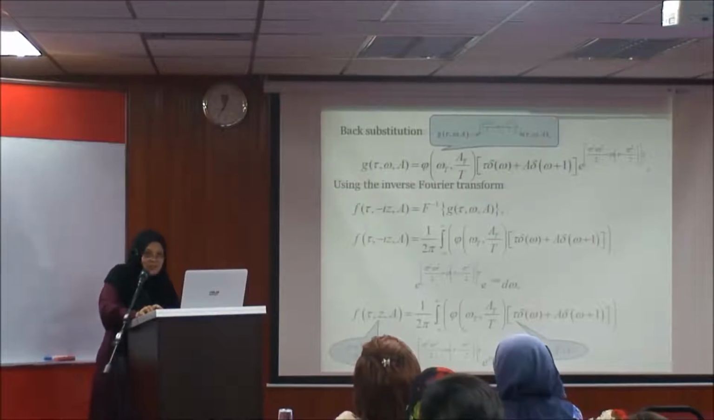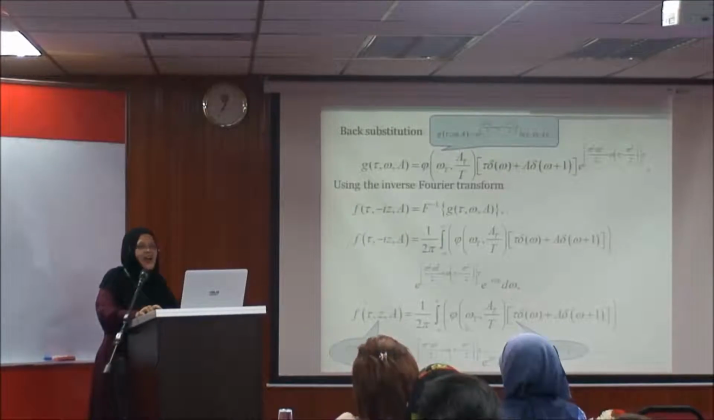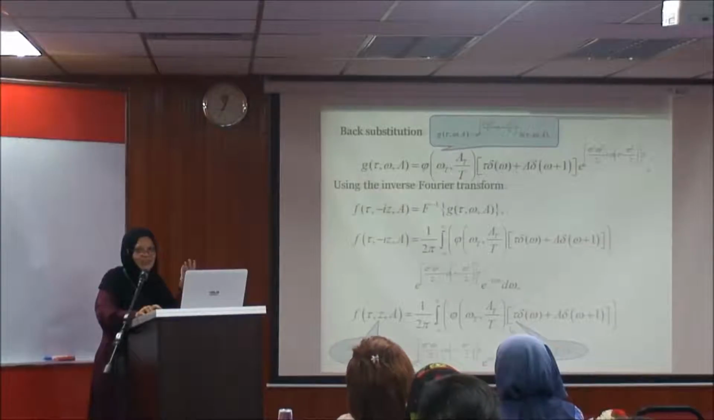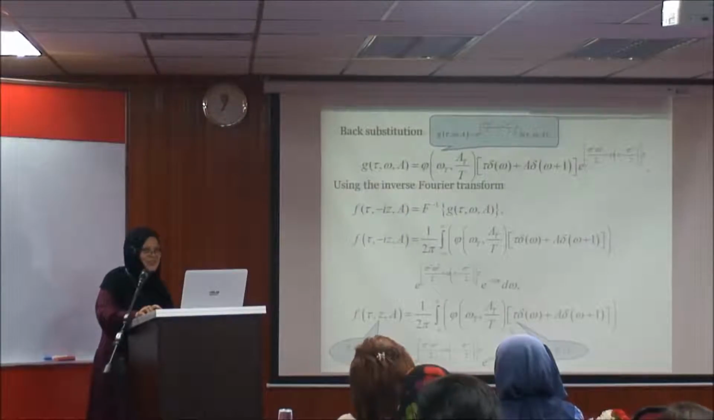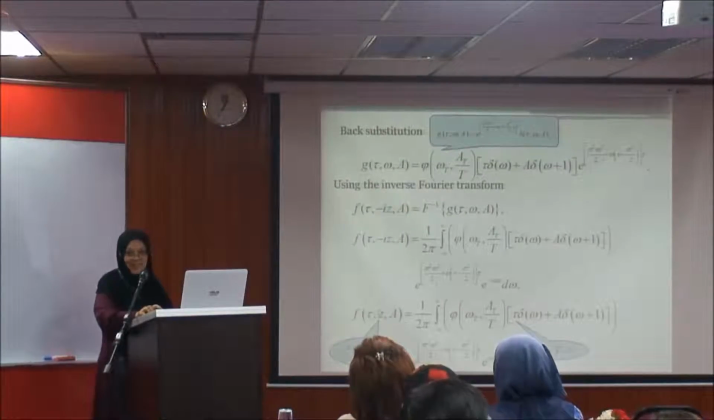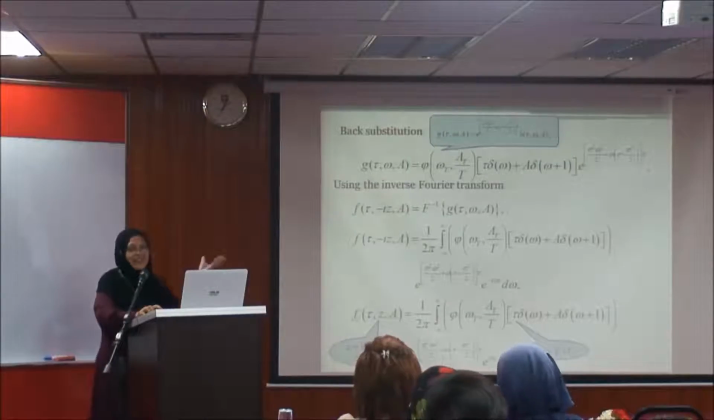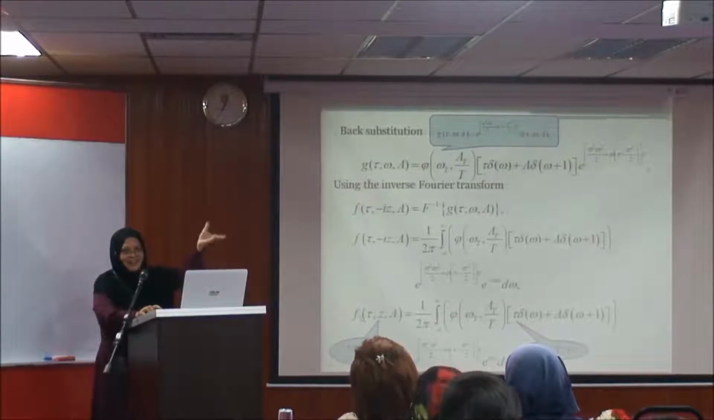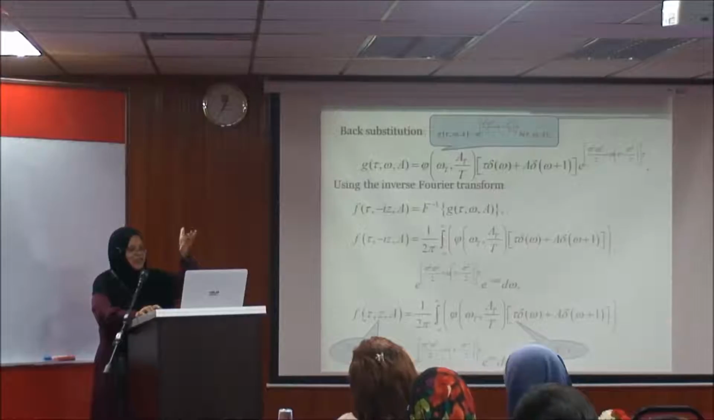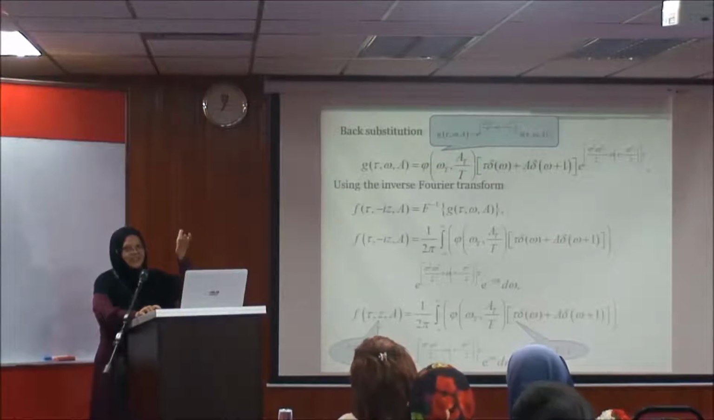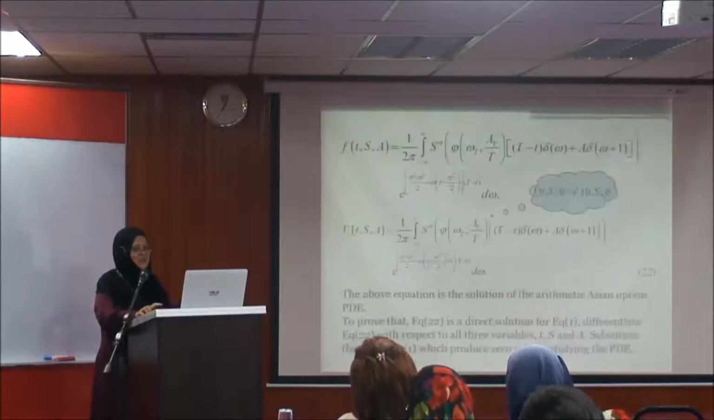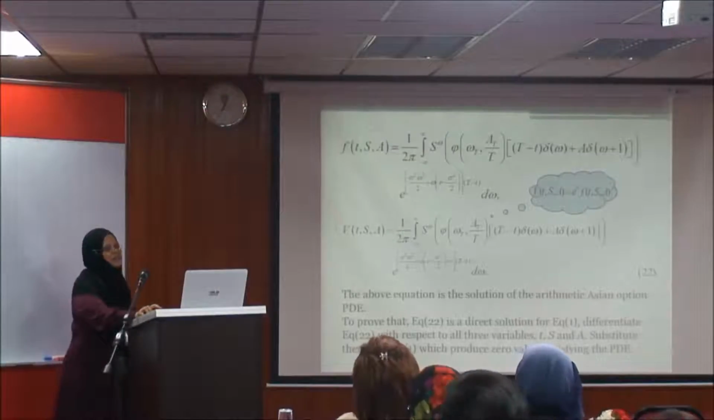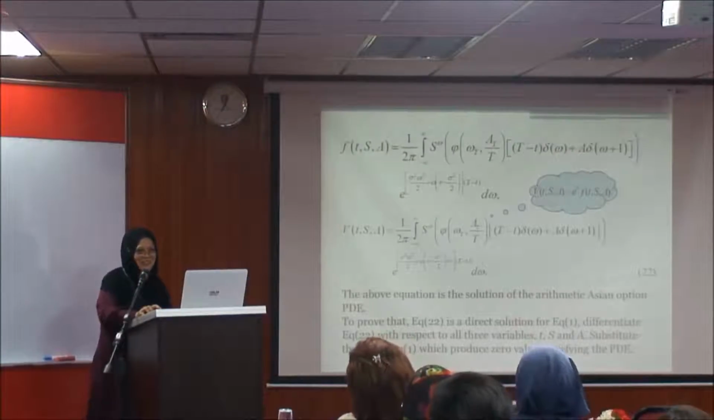Are we at the end of the solution? Why? Very good, very excellent students I have here. Because the V is actually exponent RT, F of T, S, A, right? So one more step and then you get the final solution.